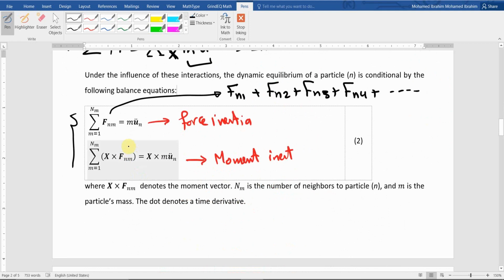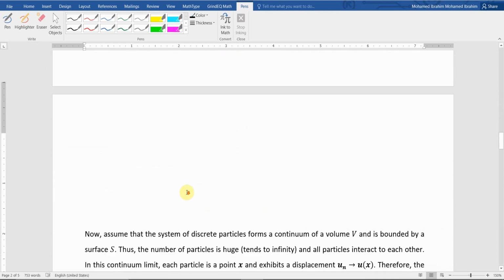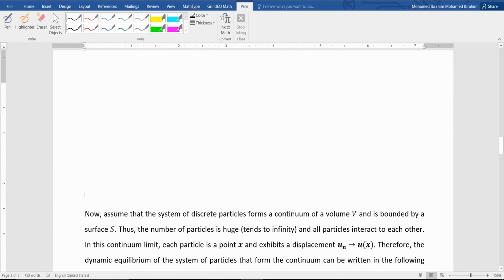So the question is, how many equations of motion do we have here? If I ask you to write this equation, it will be decomposed into three equations, because this is a vector, it has three components. This one is a vector, it also has three components. So if I decide to write these equations in a more general, expanded form here.